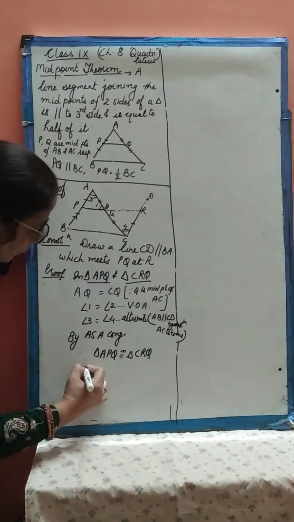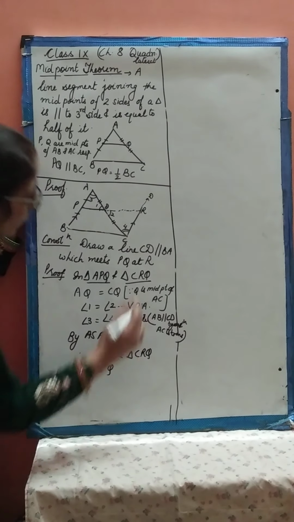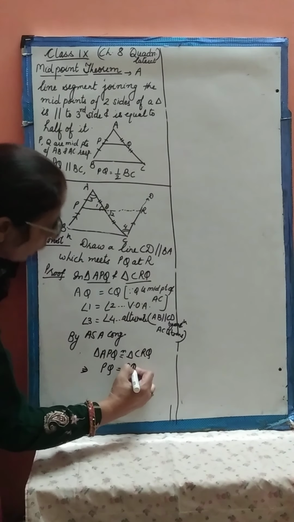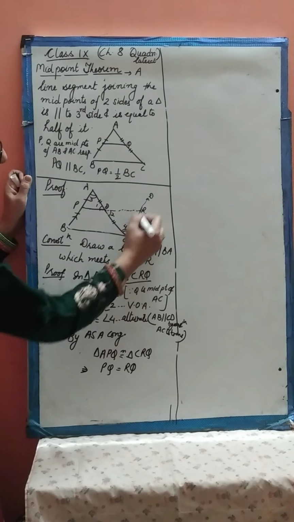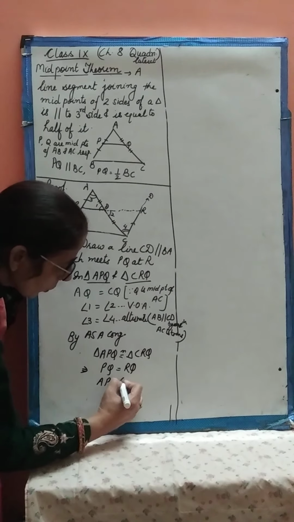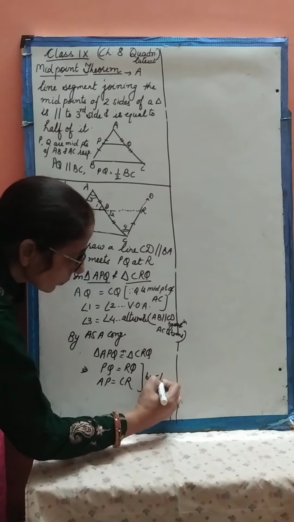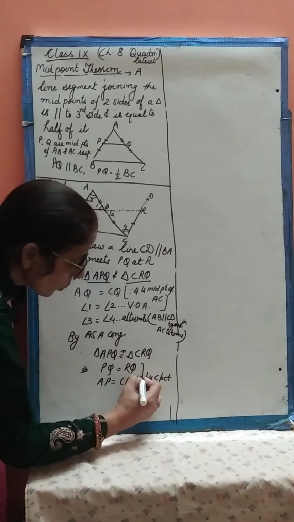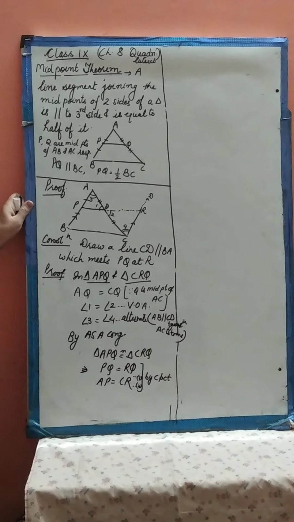It means PQ is equal to QR, PQ is equal to RQ. Also, this side is equal to this side. AP is equal to CR. AP is equal to CR, both by CPCT. I can give these the names equation 1 and equation 2 if required somewhere.